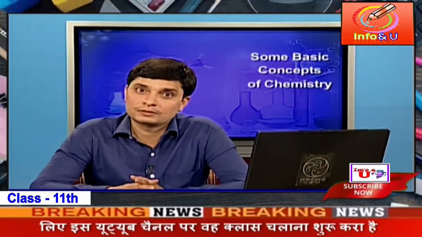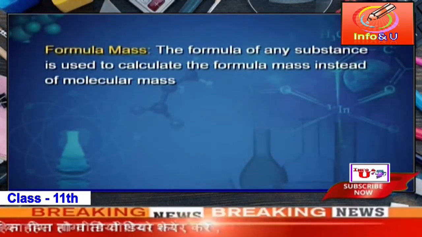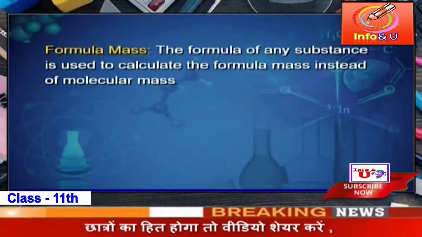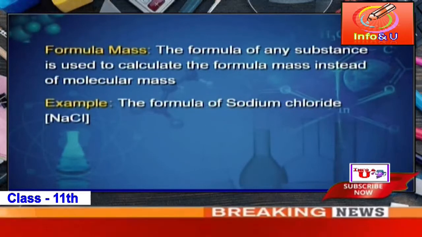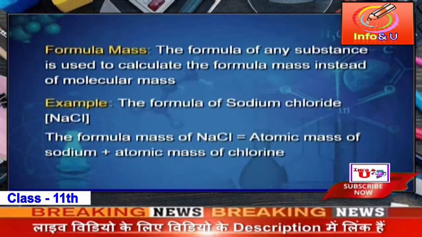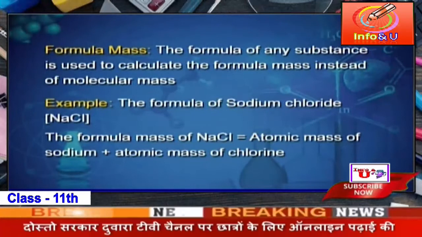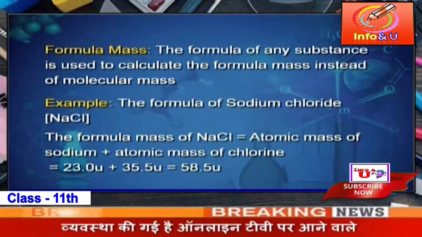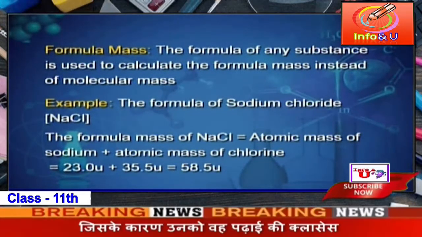Formula mass. The formula of any substance is used to calculate the formula mass instead of molecular mass. Example, the formula of sodium chloride, that is NaCl. The formula mass of NaCl is equal to the atomic mass of sodium plus the atomic mass of chlorine. The atomic mass of sodium is 23.0 U plus the atomic mass of chlorine, 35.5 U. So the formula mass of NaCl will be 58.5 U.